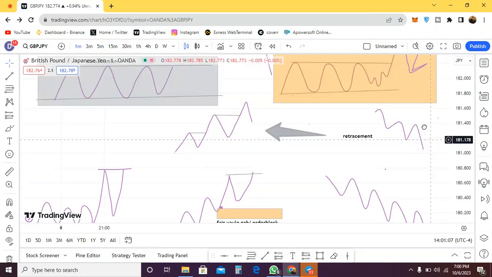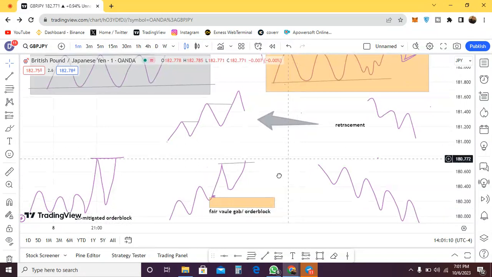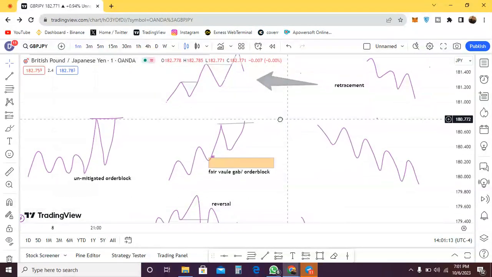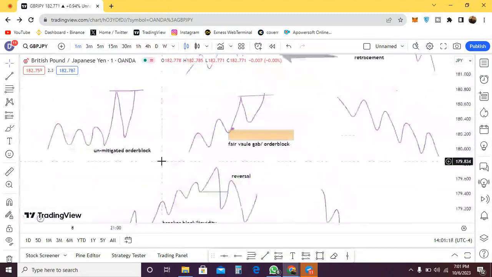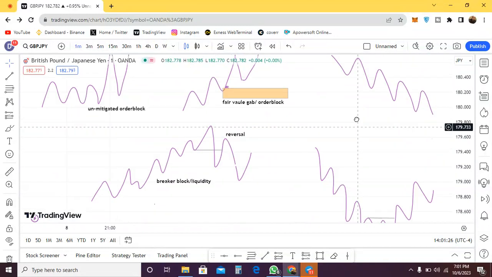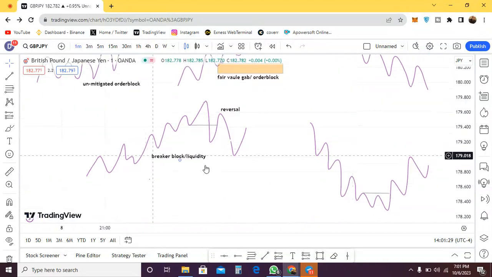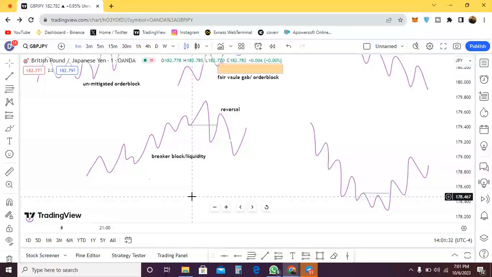If you have the price on a retracement over here, your reference point, I didn't write the reference point for all of these, but I wrote them here. For expansion, your reference point would be an unmitigated order block. For a retracement, your reference point for entry will be a fair value gap and an unmitigated order block as well. For a reversal, your reference point of entry will be breaker block and liquidity. Go into your chart and see if you can identify what price is doing and catch up on the reference points, because this is the foundation of technical analysis.